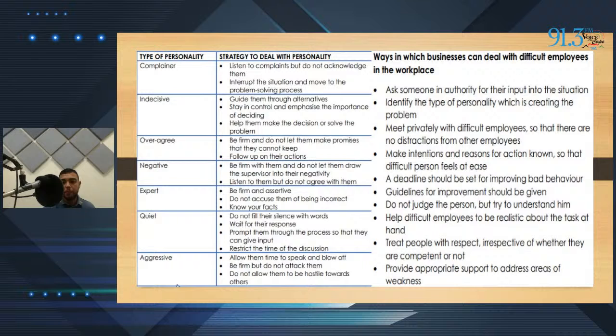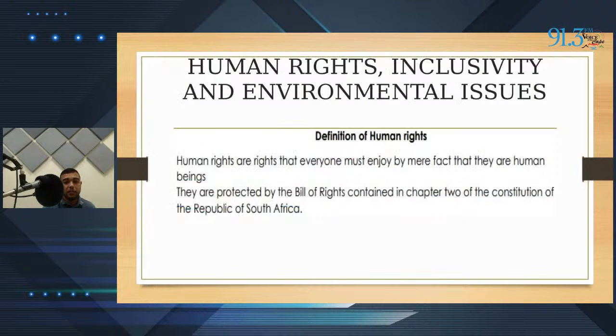Do not judge the person, but try to understand them by putting yourself in their shoes. Help difficult employees to be realistic about the task at hand and treat people with respect, irrespective of whether they are competent or not. Provide appropriate support to address areas of their weakness.